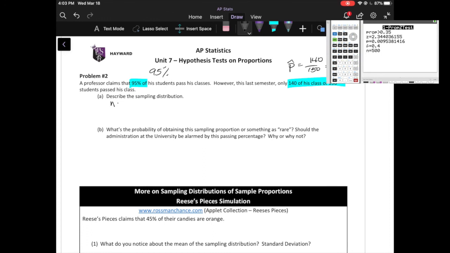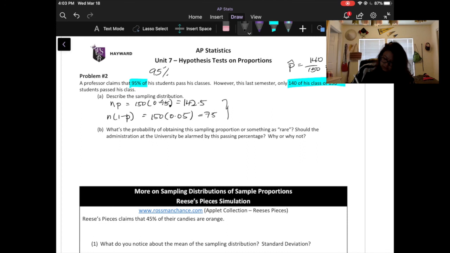So we're going to first see, is this normal? So n times p is equal to 150 times 0.95, which is 142.5. N times 1 minus p equals 150 times 0.05, which is 7.5. And if I were to check this, this is not greater than or equal to 10. So we would say it's not normal. But in our case, we're going to say it's normal enough.